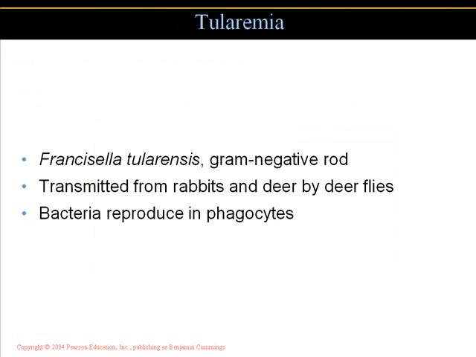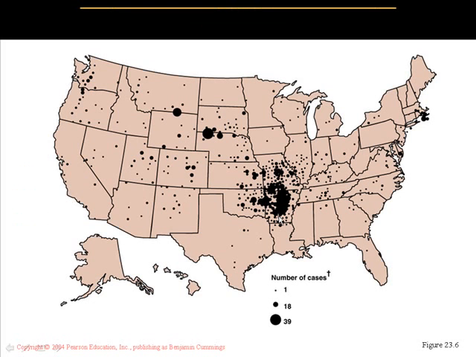Another infectious disease, caused by gram-negative rods, is called tularemia. This is transmitted by rabbits. You see it a lot in hunters. Deer and deer flies also carry the organism. It reproduces in phagocytes. Phagocytes are typically the cells that destroy invading organisms, but as you can see, this bacteria will reproduce in the phagocytes, which leads to major problems. This is one of several locations in the United States where you might see these outbreaks occur.